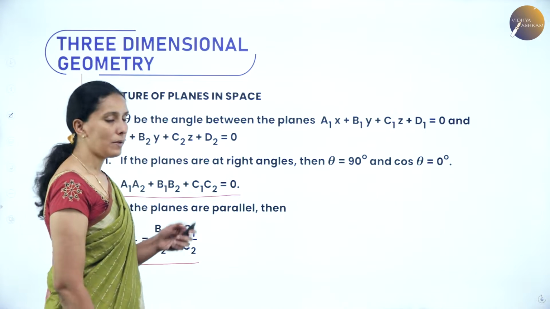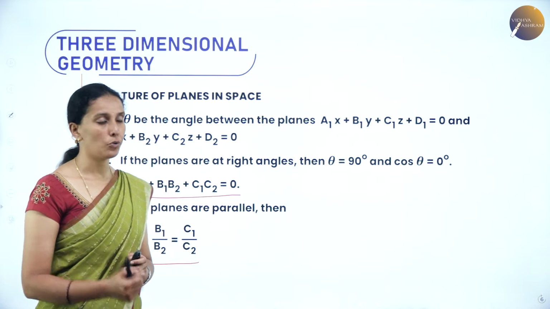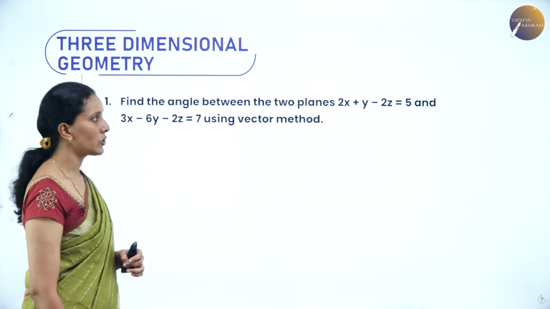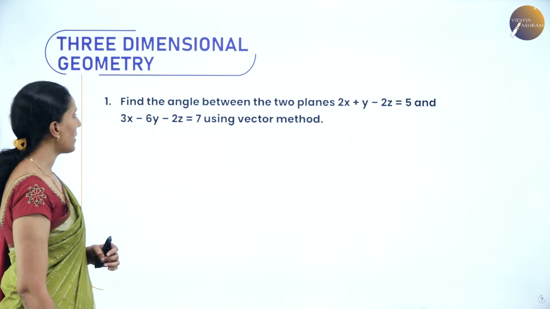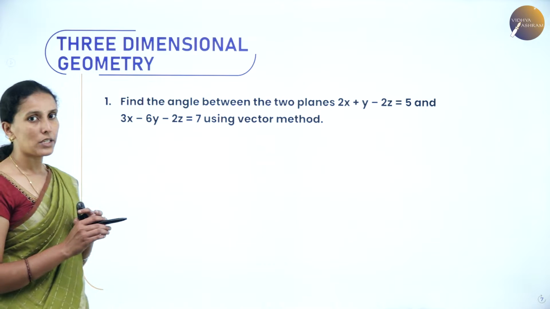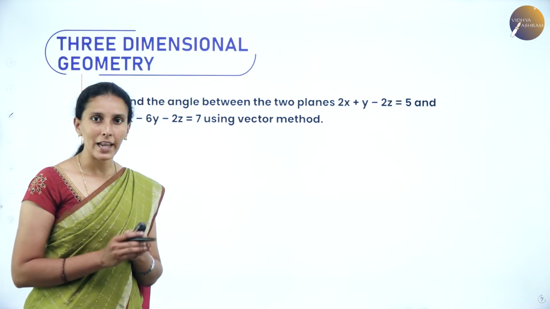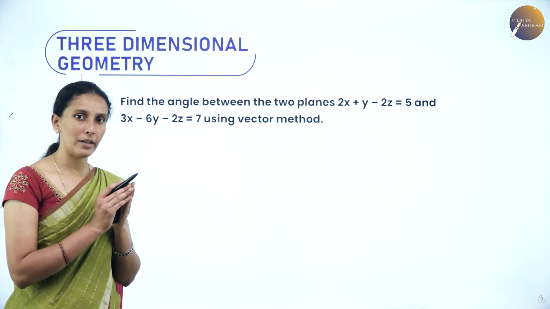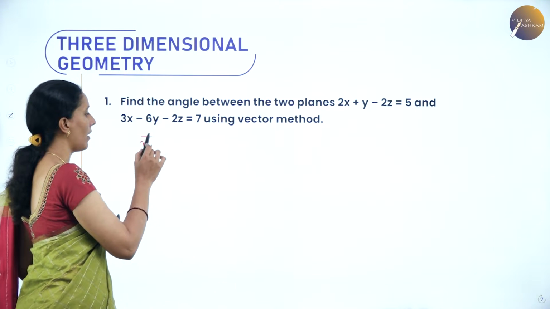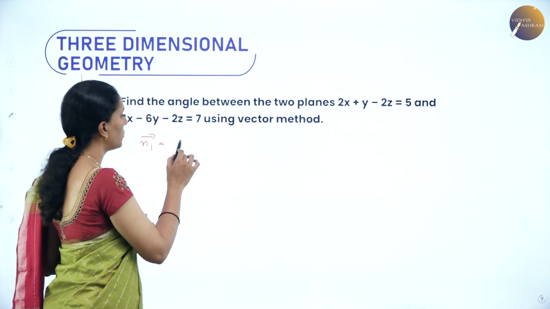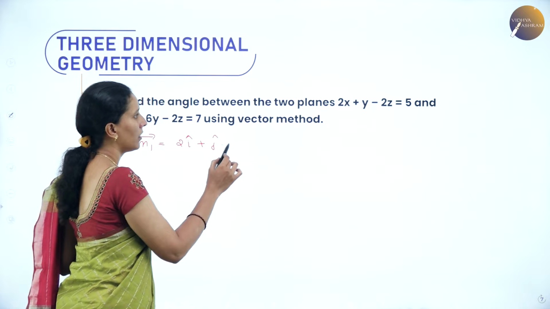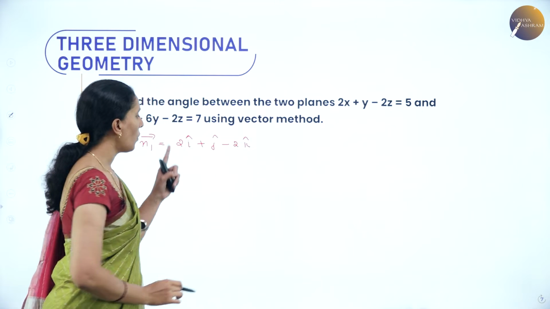So, let us take a few problems related to the angle between two planes. Find the angle between the two planes 2x plus y minus 2z is equal to 5 and 3x minus 6y minus 2z is equal to 7, using the vector method. Vector method means we have to write what is vector n1 and what is vector n2. We have to write their magnitudes and then we find the cos theta. So first let us write vector n1. So vector n1 is 2i plus j minus 2k. So how can we write?